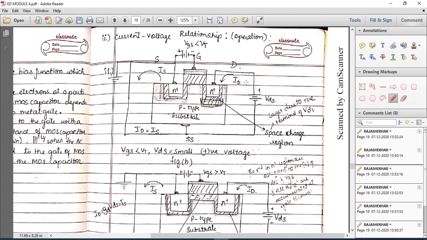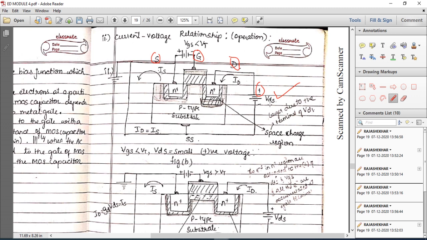So now we will start with the operation part. It's very simple. You need to concentrate on what I am going to explain and what voltages are applied here, and on what basis it starts working. So look at this. It has three terminals: this is source, this is drain, and this is the gate terminal. Here the drain terminal is connected to the positive terminal of the supply.